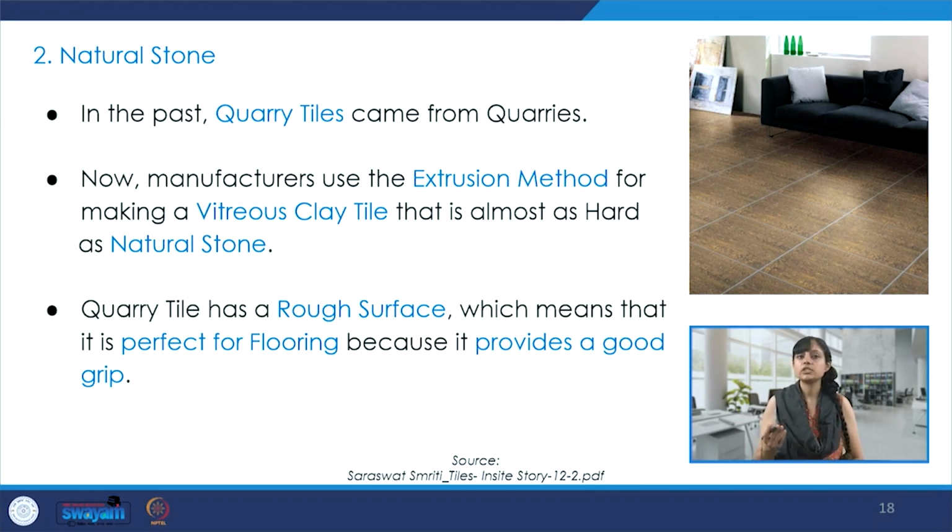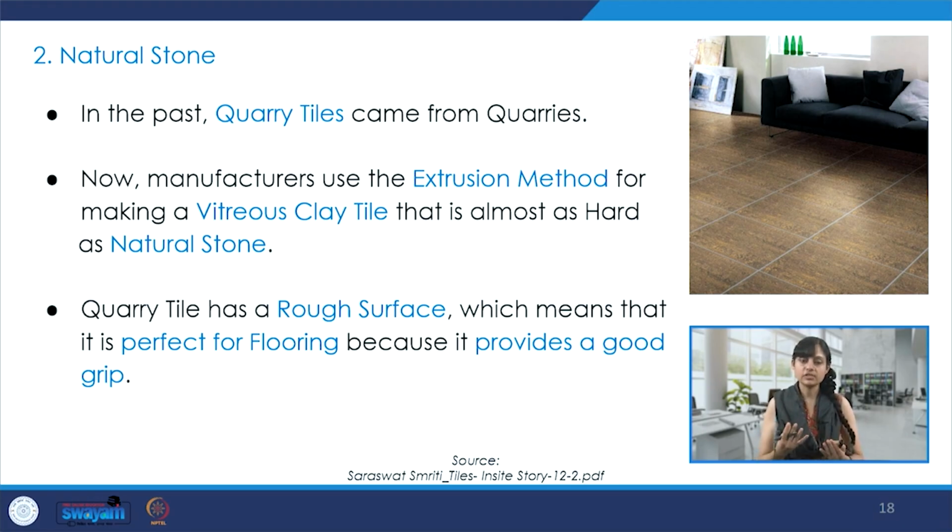So continuing with natural stone, in the past, most of the time quarry tiles were used, which came directly from the quarries. But now the manufacturers are using the extrusion method. And that method is used for making a vitreous clay tile, which is almost as hard as natural stone. So that option is also being practiced.